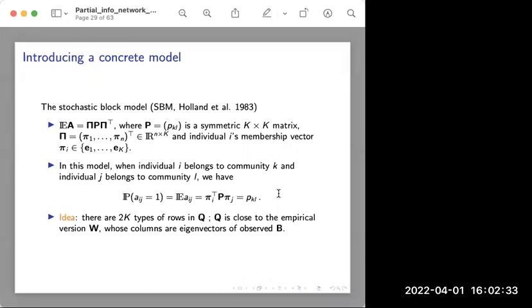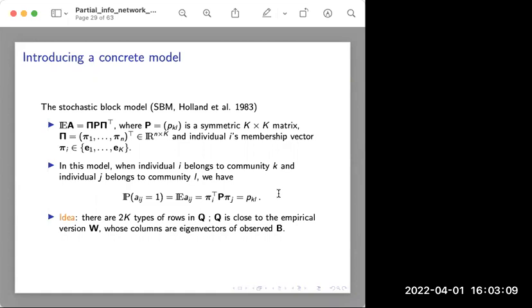So the idea is it's easy to write the SBM, the block model, as a special case of the low rank model we were talking about earlier. So all the spectral properties we have derived for B-E will carry across to the SBM. And we can show that there are actually two types of rows in Q with high probability. And so if we get to observe Q, we just need to cluster the rows of Q, and that will give us the desired answer.